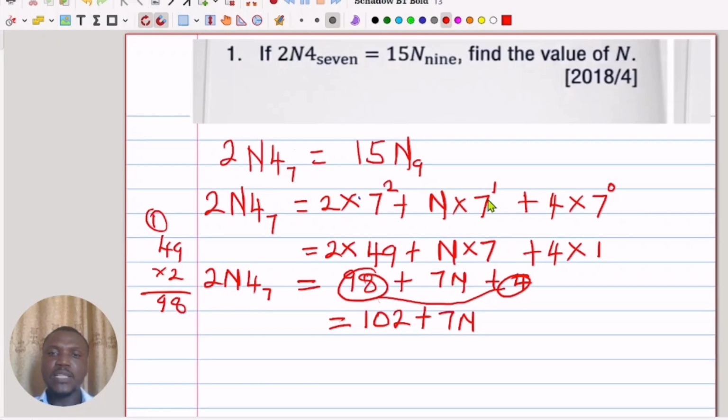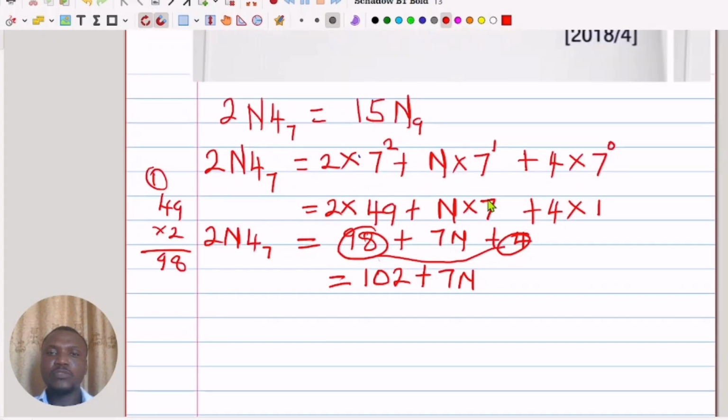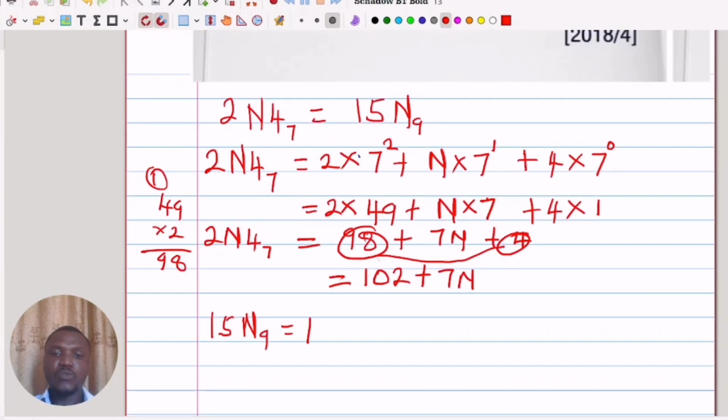So the next step is to convert our 15n base 9 to base 10. So 1, 5, n, we want to convert to base 10. It's still the same process. We are going to use each digit of 15n to multiply the base 9. So we have 1 times 9, plus 5 times 9, plus n times 9.